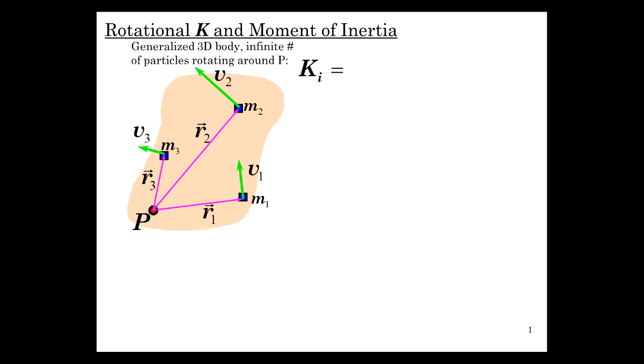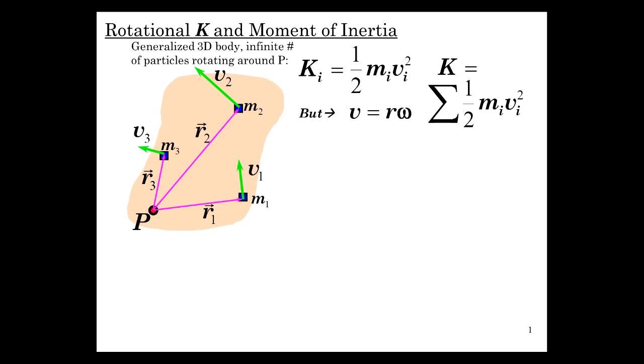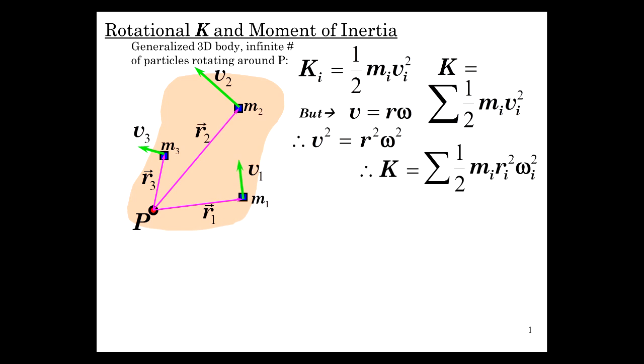So the kinetic energy of the ith particle is 1/2 m_i v_i squared. So the kinetic energy of the total rotating body is just the sum of all of those, and so we express it as such. However, the velocity, or we'll just call it speed, is r omega. So where we see this v_i squared, we'll put in r squared omega squared. So that's our new kinetic energy. Kinetic energy is the sum of 1/2 m_i r_i squared omega_i squared.